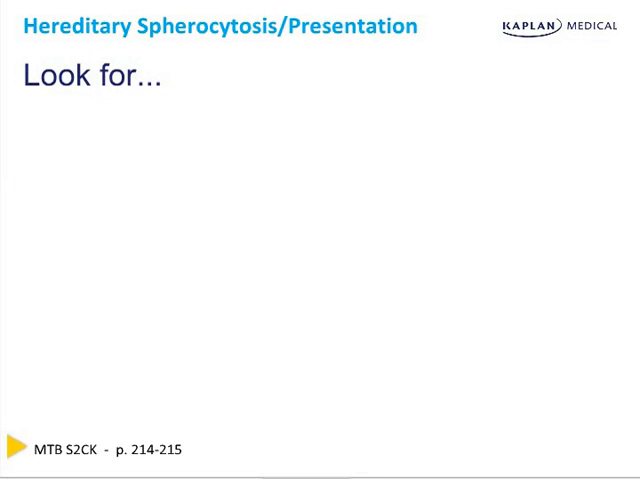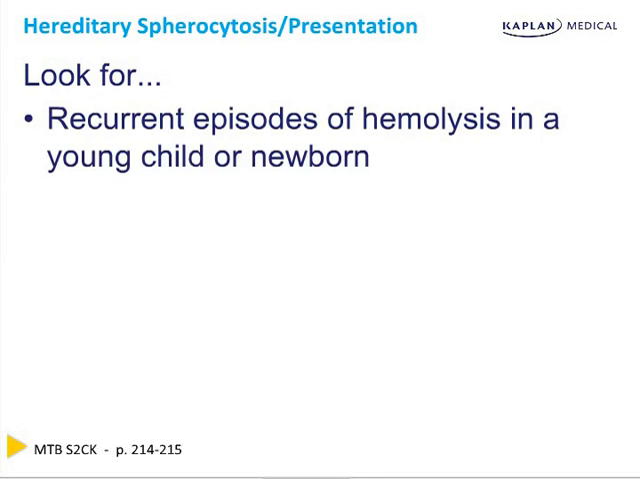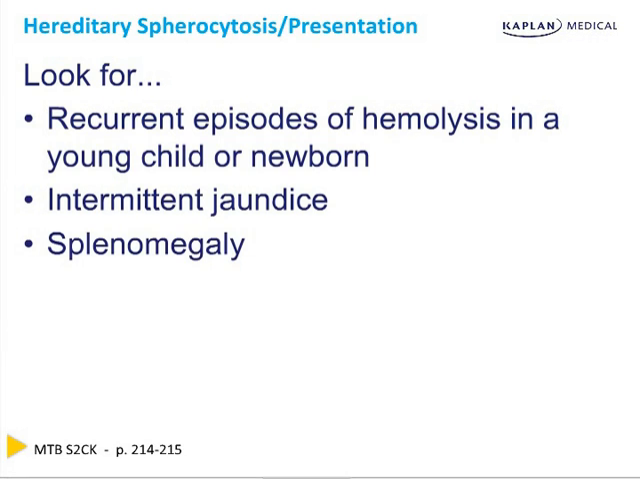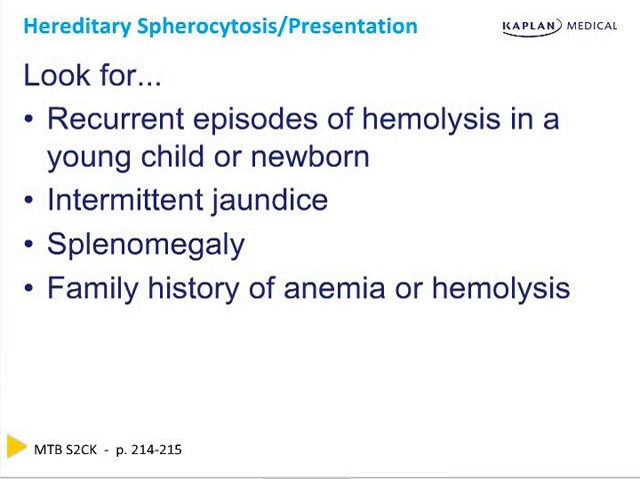What is the answer to the most likely diagnosis question, spherocytosis? You can look for recurrent episodes of hemolysis in a young child or a newborn. The patient has intermittent jaundice. They have a big spleen because that's where the cells are getting crunched up. And there's usually a family history of hemolysis and anemia, and bilirubin gallstones because chronic hemolysis leads to chronically elevated levels of bilirubin.